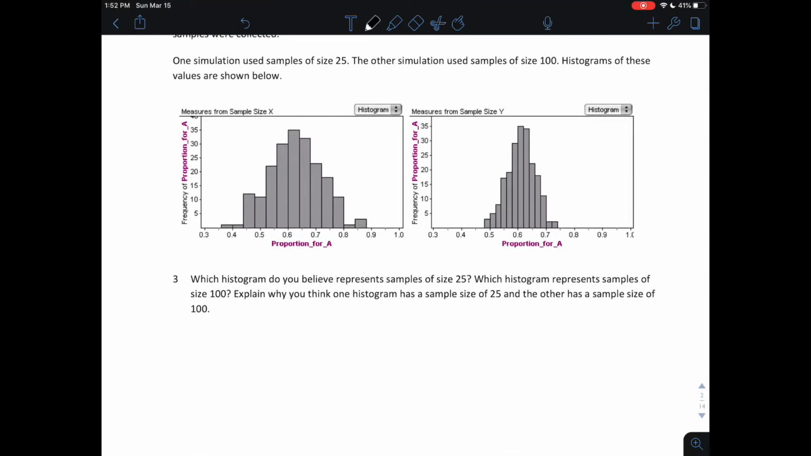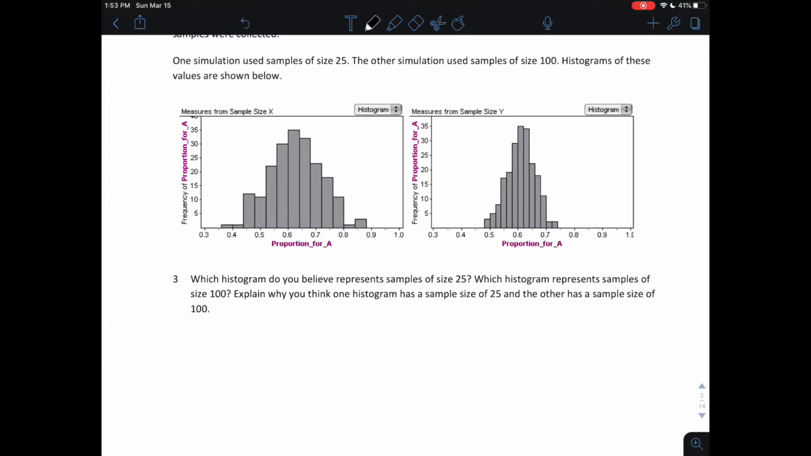On the left, it says measures from sample size X, and we can see the histogram there. We've got bars that go down as low as about 0.35 and then up to about 0.8, say 75. And then on the right, measures of sample size Y. Here the bars go as low as about 0.475 and up to about 0.75. It also looks like the bars for the first graph on the left are a little wider than the bars on the graph on the right.